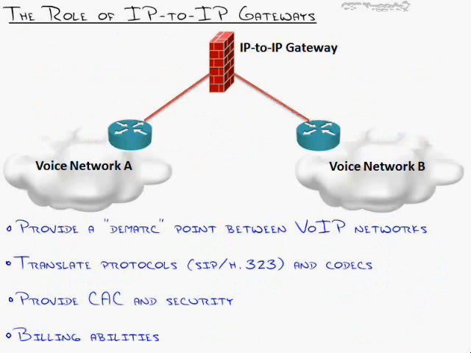Now we move into some of the potentially new devices. I say it that way because if you've gone through any of the previous CCVP series like CVOICE or CIPT, you've probably seen gateways and gatekeepers before, if not in concept, then in configuration as well. IP to IP gateways most people haven't heard about. And what an IP to IP gateway is really is the future of voice over IP networks. It acts as kind of a demarc point between voice over IP networks.